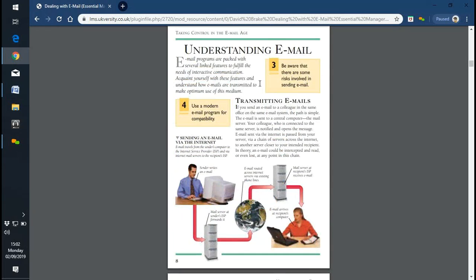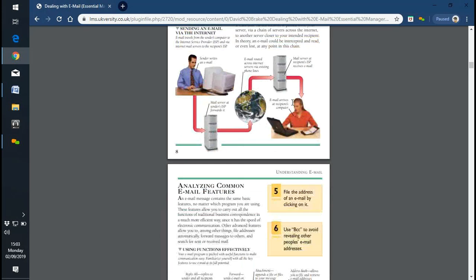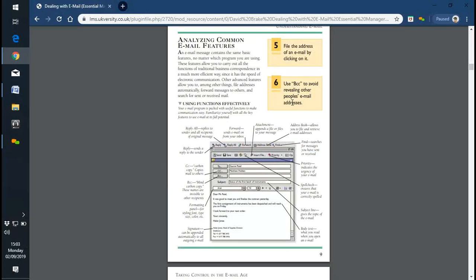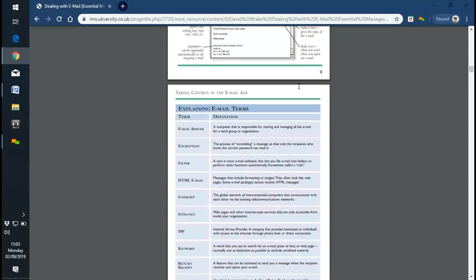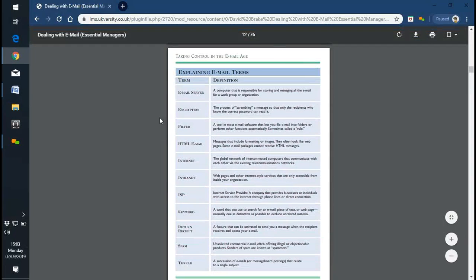Another thing about email is that it shouldn't be too big. They shouldn't be big, long emails. They should be quite concise and follow up with other documentation sent as attachments rather than lots and lots of text. So the next one is just going over looking at email features, which you don't really need.